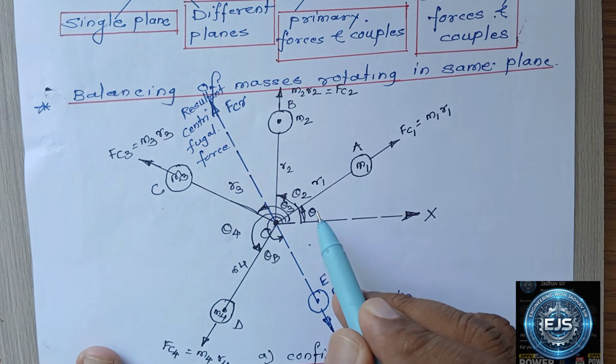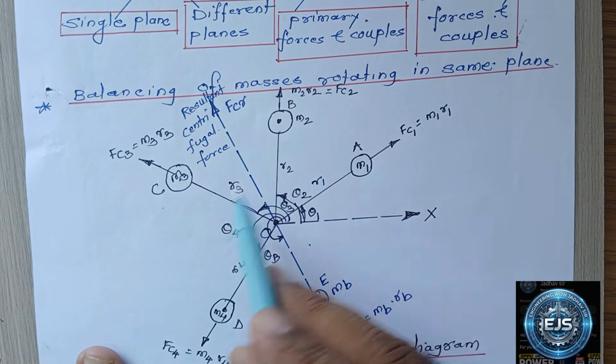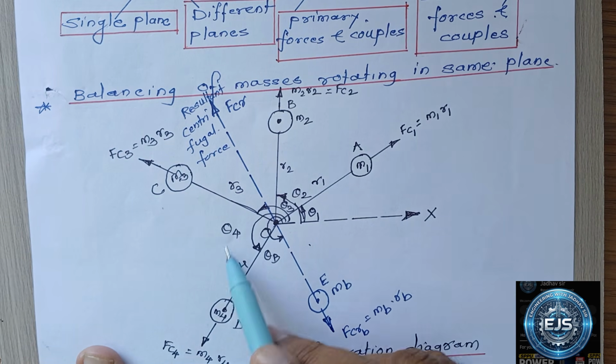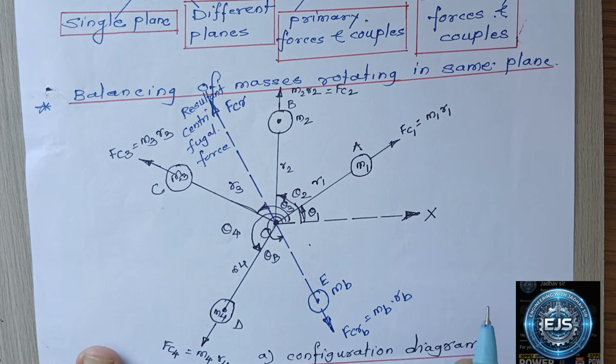Let these masses be of magnitude M1, M2, M3 and M4 respectively. Their radii of rotation are R1, R2, R3 and R4 respectively. And all these four masses are rotating in the same plane.